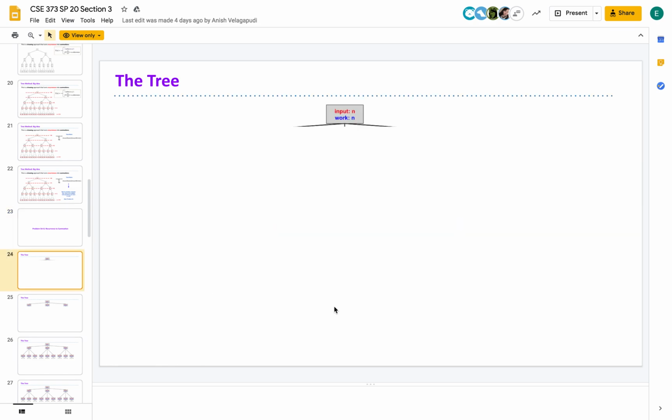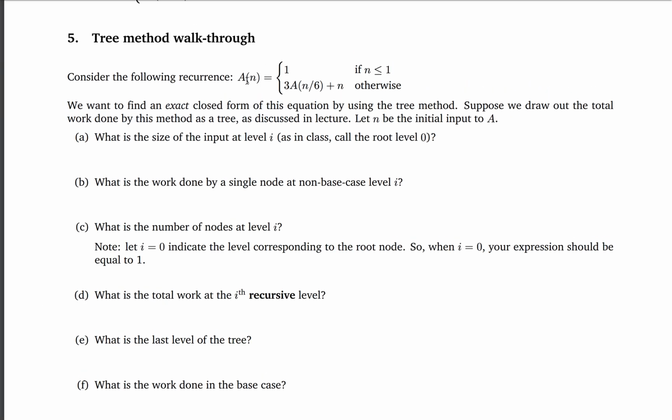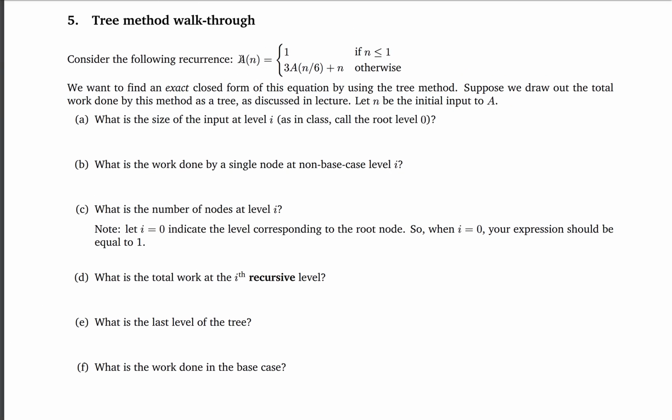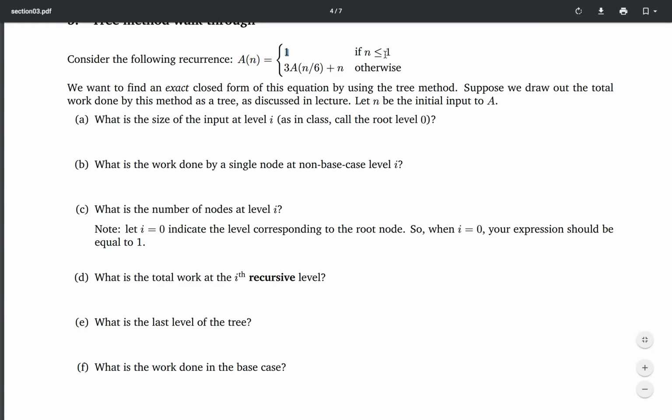Great question. So what we're going to do is each node in the tree is going to represent a recursive call. So for example, this recurrence is saying, given any number n, this function a will take it, and if n is less than or equal to 1, it's just going to be 1 work. Otherwise, we're going to have some more recursive calls plus n amount of work.